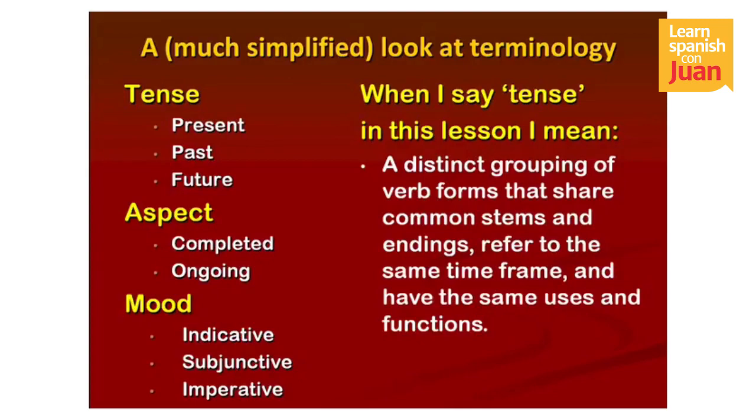But in this presentation, I'll be using the word tense in the broad sense in which most language learners understand it. This simply means that I'll be referring to classifications such as the preterite, the present subjunctive, and the imperfect progressive, all as different verb tenses. So, for the purposes of this lesson, verb tenses refer to distinct groupings of verb forms that share common stems and endings, refer to the same time frames, and have the same uses and functions.